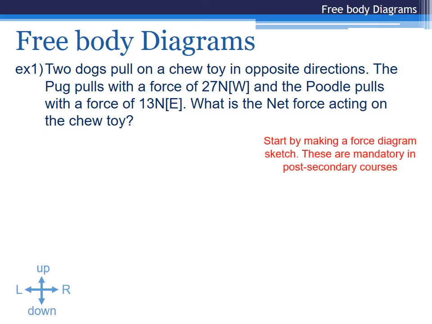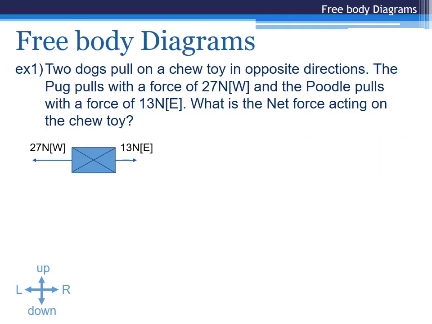We're going to start by making a force diagram sketch. These are mandatory in post-secondary courses. A lot of people waste a lot of time drawing their diagrams. This is what a chew toy looks like. It's a box, and then I just draw the 2 forces acting on it. 27 newtons pulling west, 13 newtons pulling east.